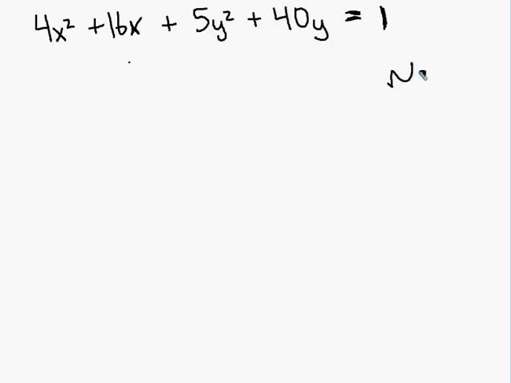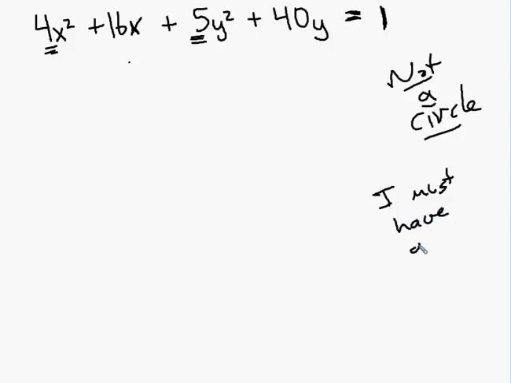This is not a circle. Well, why isn't it a circle? Because the 5 and the 4 are different. My x's are already collected, and my y's are already collected, but I must have a 1 in front of x squared and y squared. And if I don't have it, then I factor so that there is. No matter how ugly it gets, I factor.